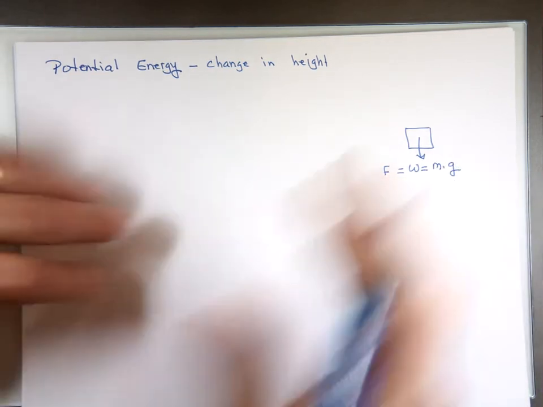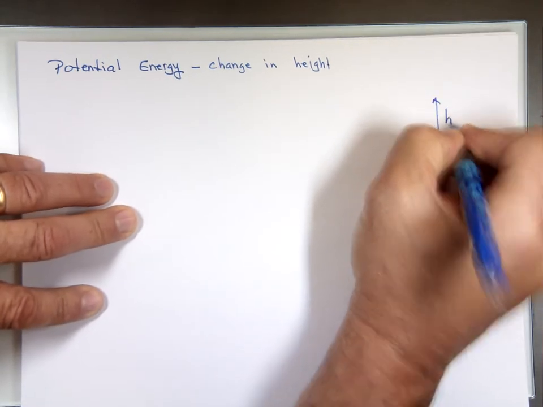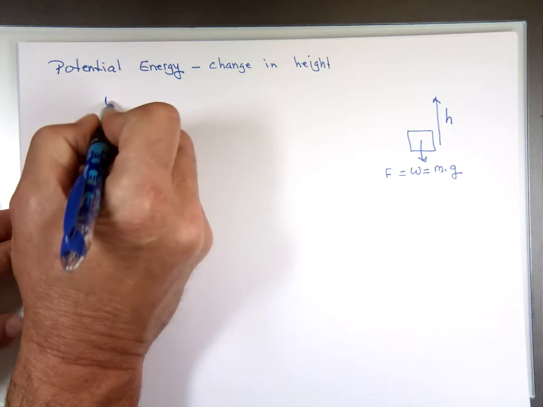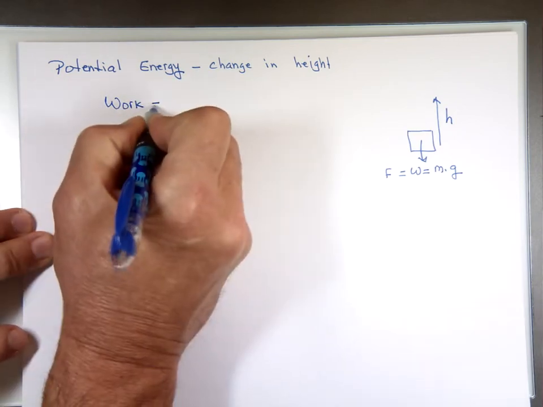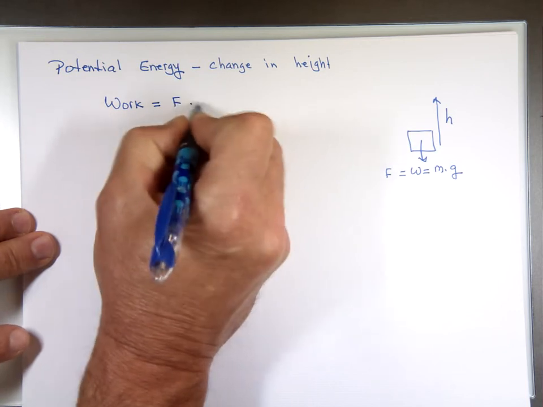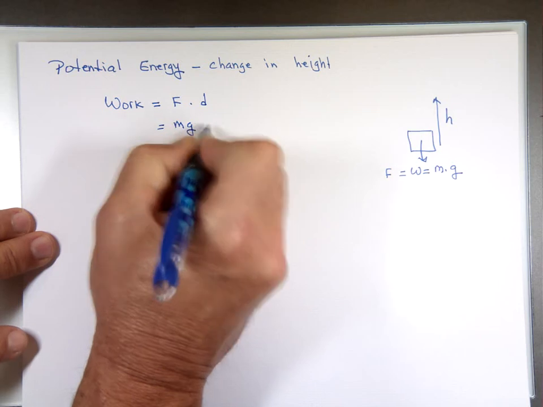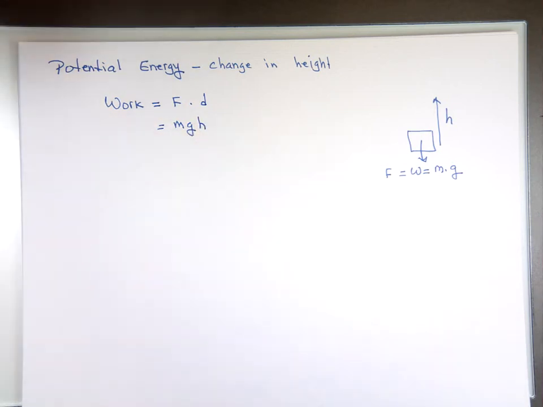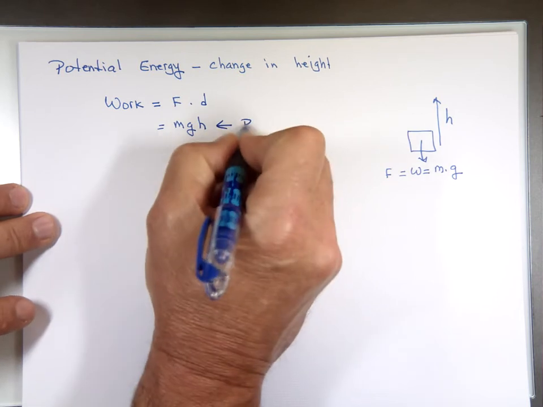And if you move it up or down an h unit, then the work, I just write the word work because it gets confused with W, the weight, equals force times distance. Well, the force is mass times gravity, and the distance is height, and that's what potential energy is. This is the definition of potential energy.